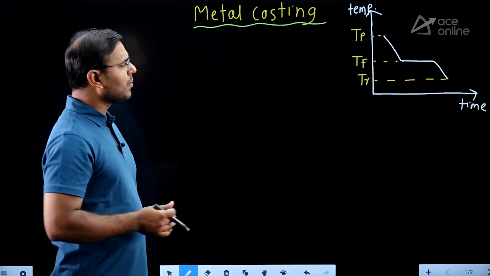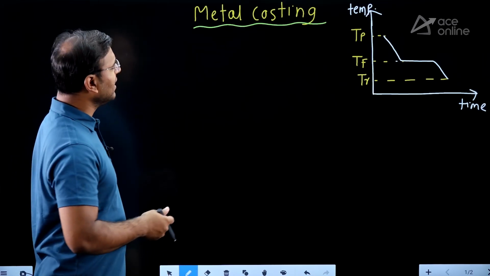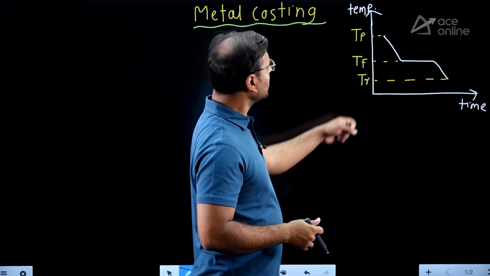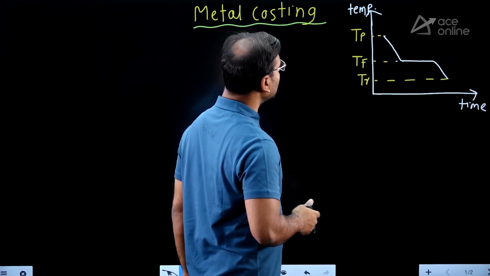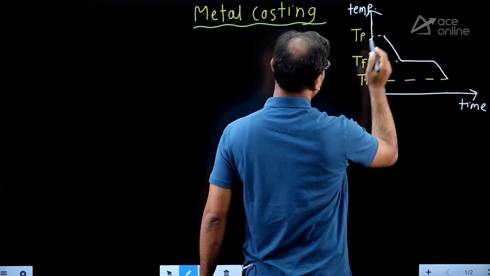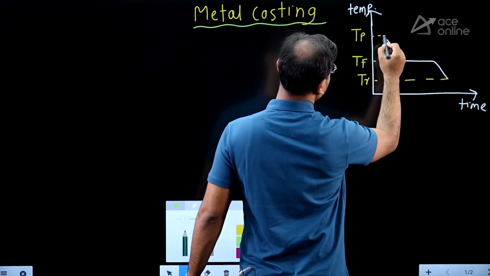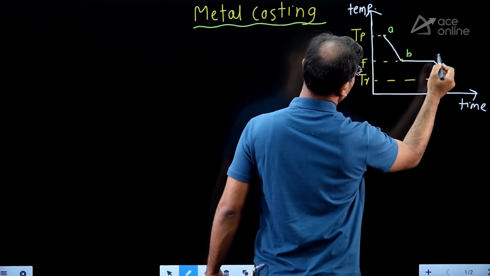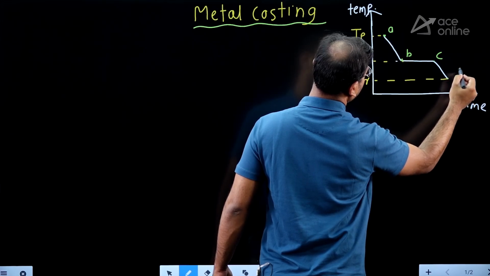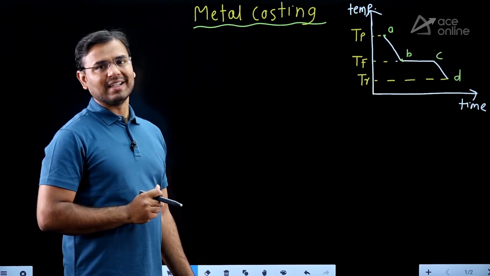This means there are two types of shrinkage. This is a very big question. Then what is liquid shrinkage? Guys, we are going to pour the molten metal at the pouring temperature. When we are pouring the molten metal, from this point I am writing point A. This is point A, this is point B, this is point C, and this is point D. Then you can see that from A to B, the liquid shrinkage is there.